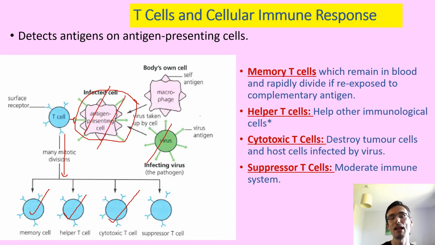When the numbers of foreign antigens have died down, i.e. you've killed off the virus and the bacteria and any infected cells, the suppressor cell then shuts the whole process down. Let's have a look at helper T cells then.